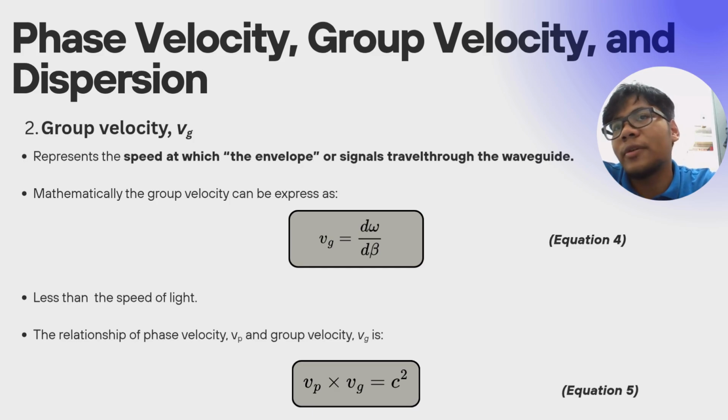Whereas the group velocity represents the speed at which the signal or energy travels through the waveguide. Mathematically, it is defined as v sub g equals d omega over d beta, the derivative of angular frequency with respect to phase constant. Unlike phase velocity, group velocity is always less than the speed of light. This is the velocity that actually carries information through the waveguide.